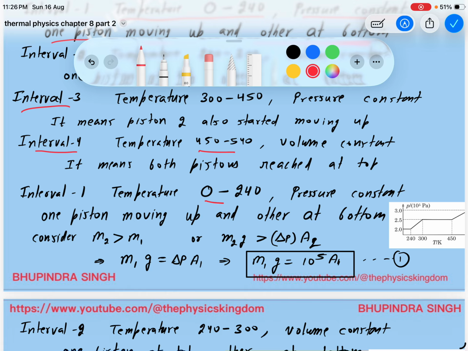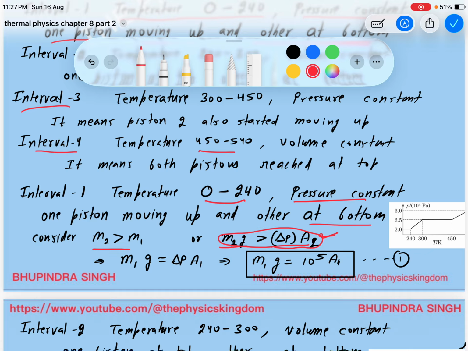So like 0 to 240, pressure is constant, right? So one piston moving up and the other at the bottom. So consider M2 greater than M1, any one piston, right? Or M2G greater than delta P A2. So this step is not required. Simply I am saying one can have more mass, or one can have M2G more than delta P A2 of the other, like that.